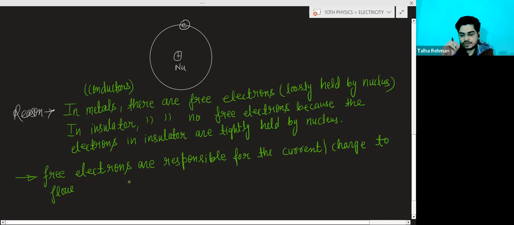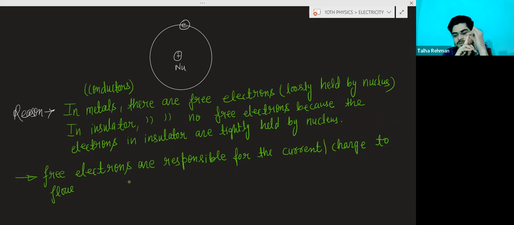In simple words, if the substance has free electrons, then you can say that substance will be a conductor. If the substance does not have free electrons, the substance will be an insulator. Free electrons are responsible for the current to flow through a substance.